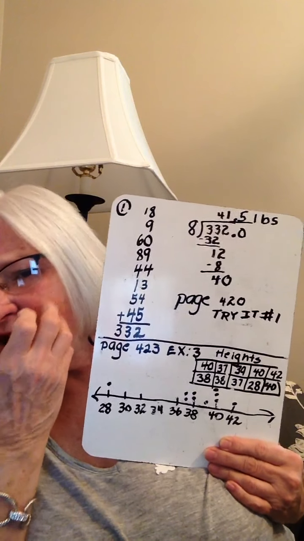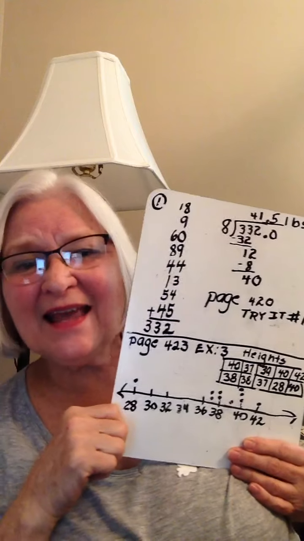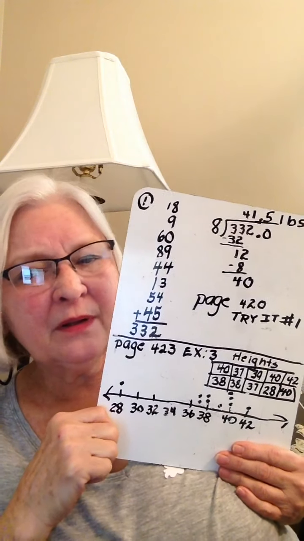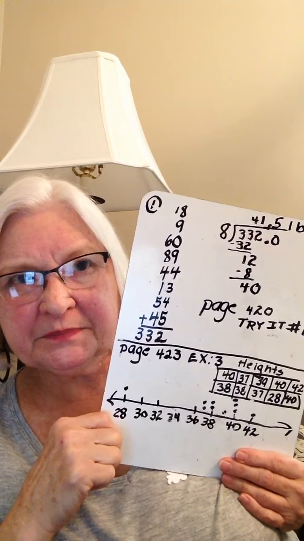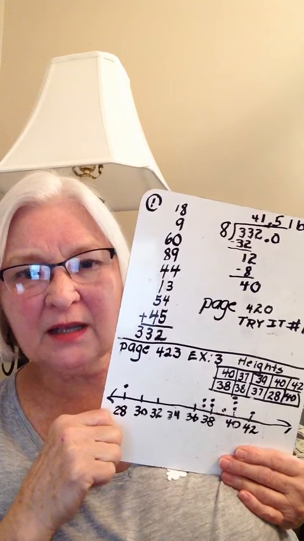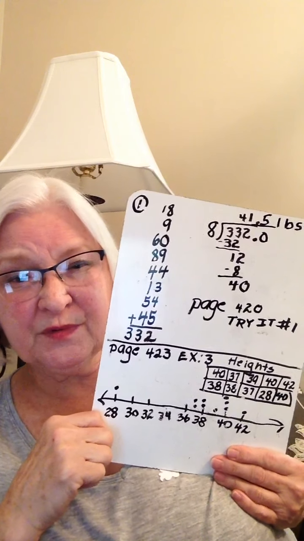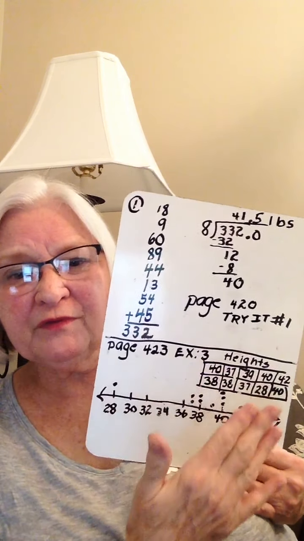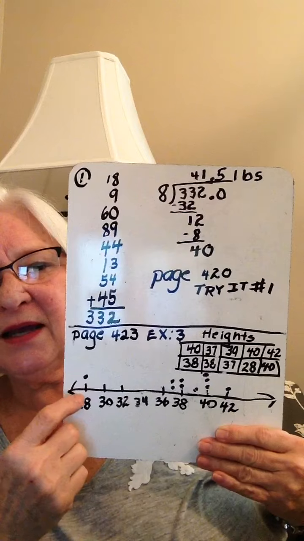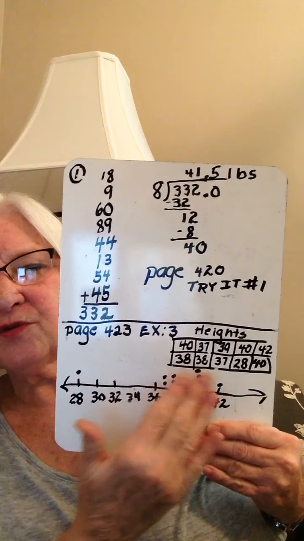Here's the question they asked. First of all, they said, what is the outlier? An outlier is a number that's not like all the other numbers. It's either a lot higher or a lot lower than all the other numbers. And in this group of numbers, the outlier is the 28. Look at how far away the 28 is from all these numbers right here.